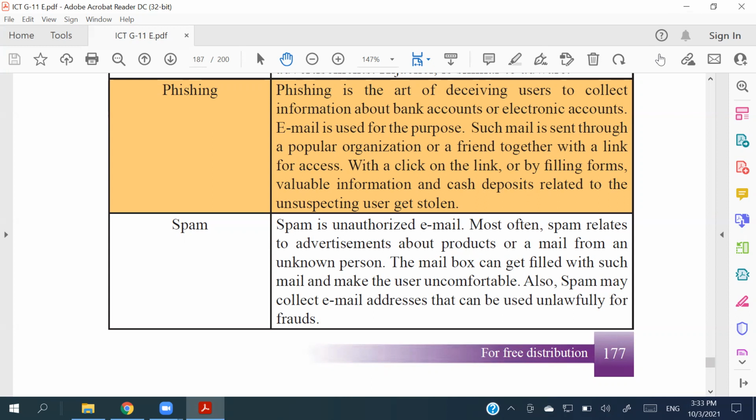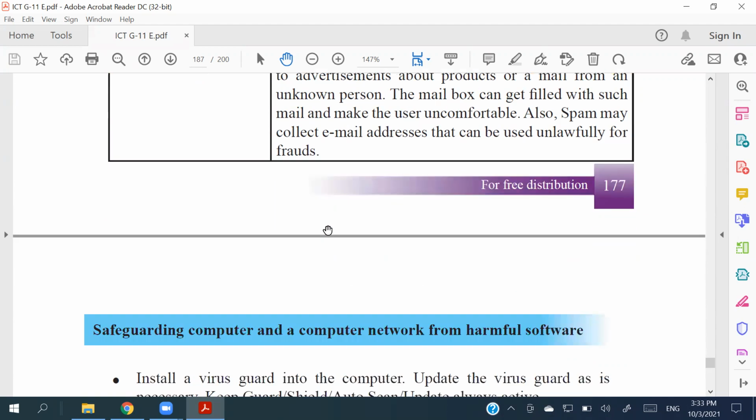If you really don't have an idea from whom you are receiving this email, please delete it. Do not open it, because there is a very big possibility of receiving malware through that kind of email, right? So that is the story about spam.